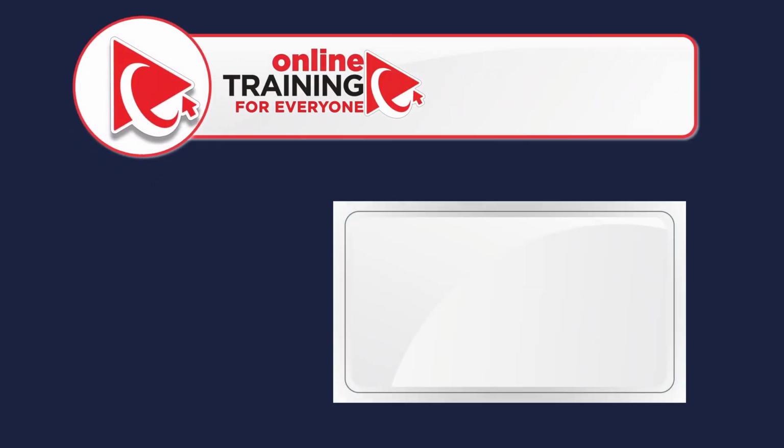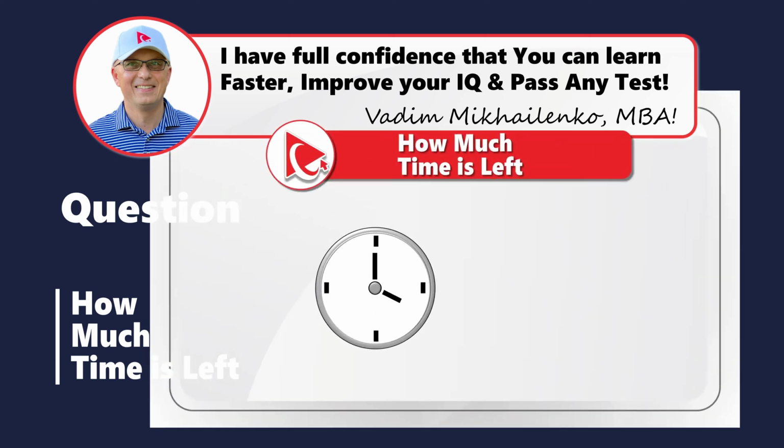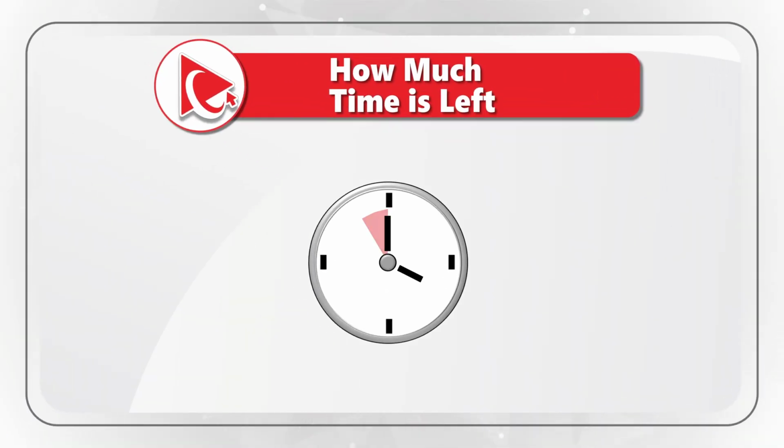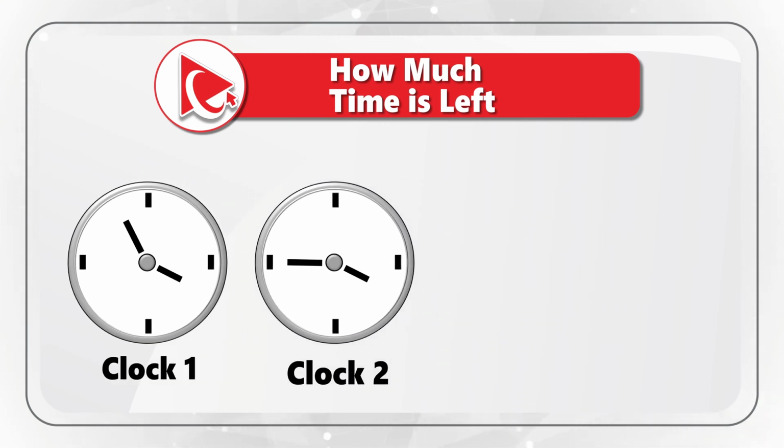Here's a very interesting problem which shows how well you can do mental calculations. It will take another 5 minutes for the clock to strike 4 o'clock. How much time is left until the clock shows 3:45? You're presented with 2 clocks. One shows 5 minutes before 4 o'clock. Second one shows 3:45. And you need to select the answer out of 4 possible choices.